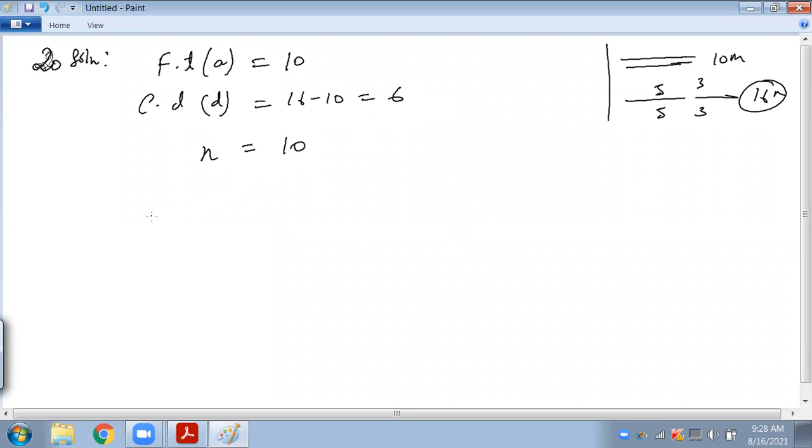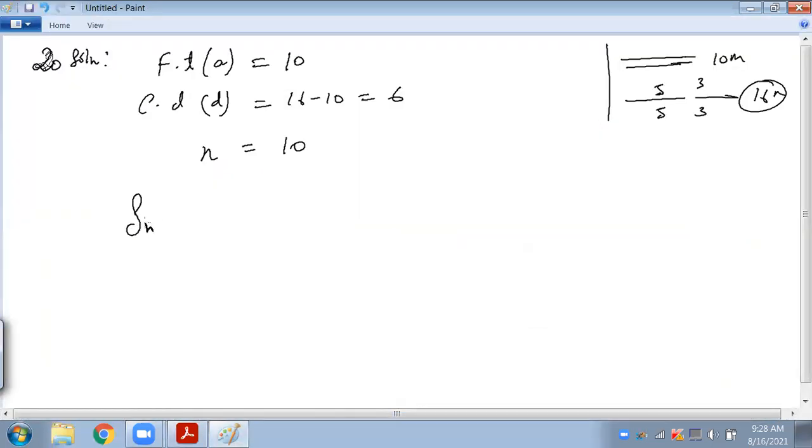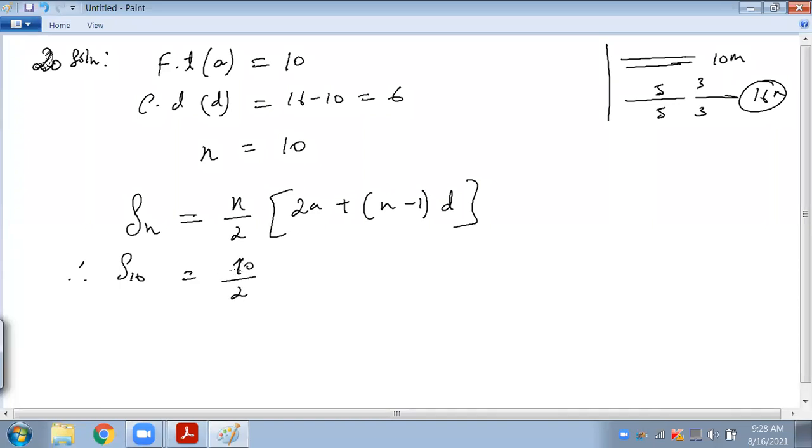Now, to find the total distance run by the competitor, you have to find what? The total distance. What is the total distance the competitor has to run? For that, you just have to find the sum. So let's take it. Sn is given by what? n by 2 into 2a plus n minus 1 into d. So here n is 10, so we get 10 by 2. 2a is how much? 10 plus n is 10 minus 1, d is how much? 6.